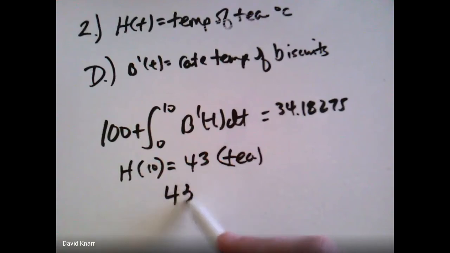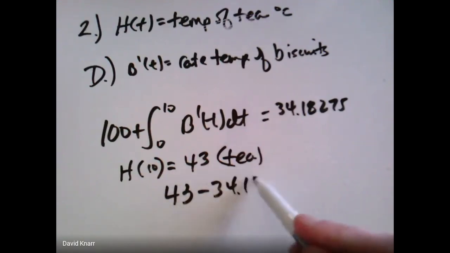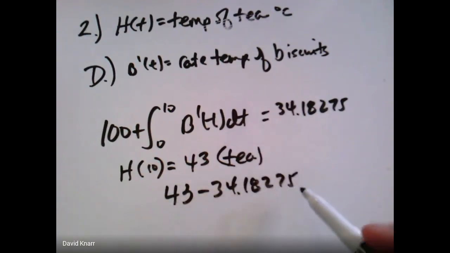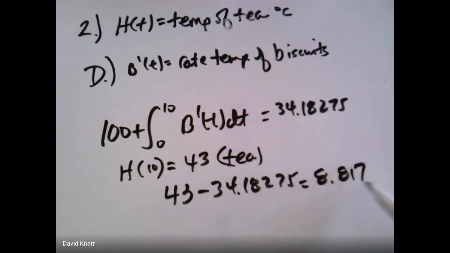So if I take 43 and just subtract 34.18275, I'll come out with 8.817. Again, round to 3 places after the decimal. And that's how much cooler the biscuits are than the tea, 8.817 degrees Celsius.